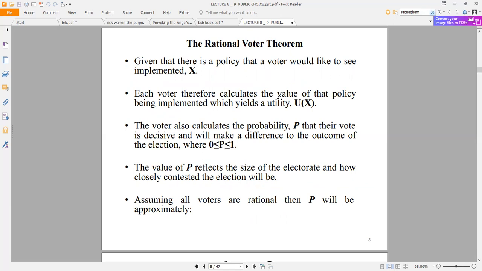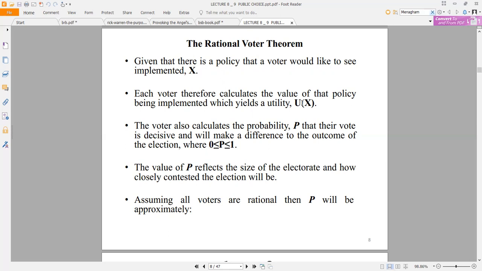Now assuming there's a particular policy called X that we are going to vote on. Each voter will calculate the value of that policy being enacted: what is the expected utility that this voter is going to get? Let's measure that by UX. So UX is the utility that you get from policy X being implemented.